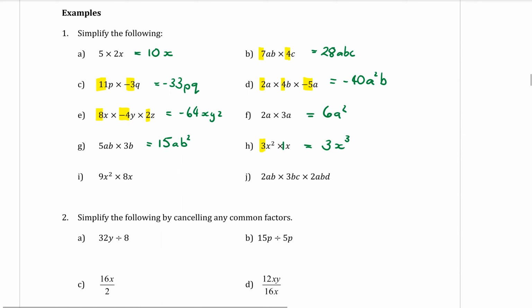9 times 8, doing the numbers first, is 72. And now the x's. x squared, so I've got 2 of them, times another 1 is x cubed.